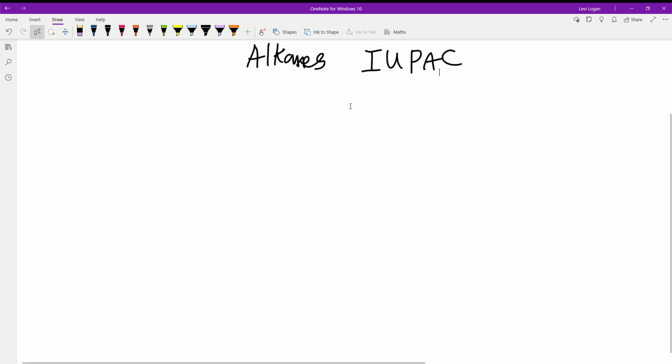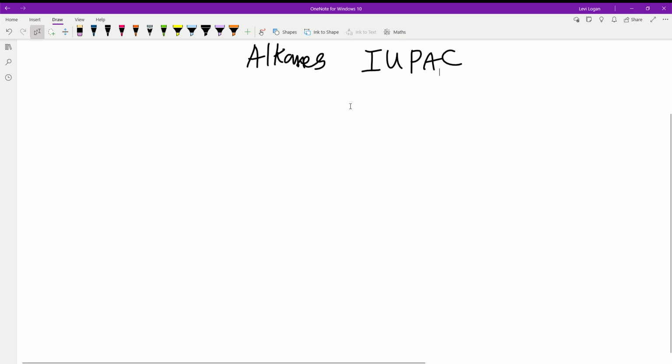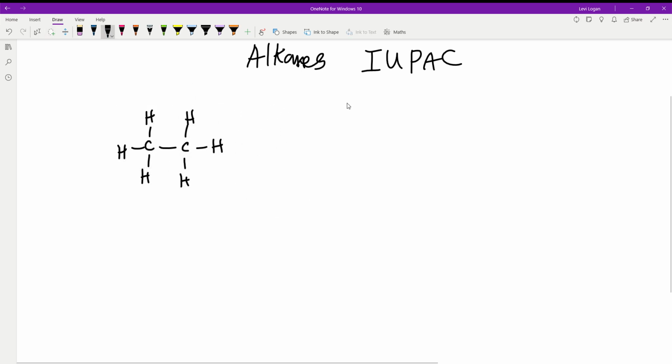In the IUPAC system, or just in chemistry in general, the way we draw organic compounds, rather than drawing the atoms themselves, so let's say I drew this with 2 carbons and all the hydrogens, becomes a bit tedious over time if you're drawing really big structures. So the way we actually draw this structure is using this notation, where you just use lines. So I'll draw it like this. This would be an example of this exact structure.